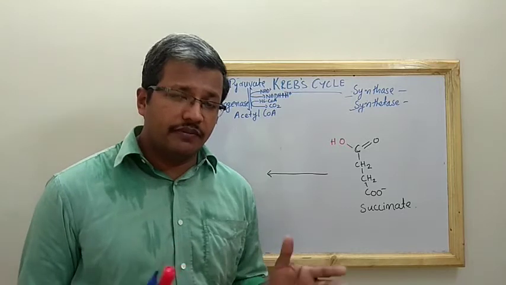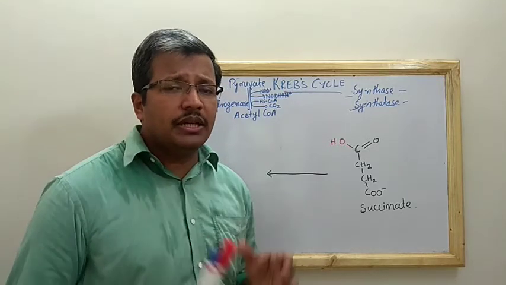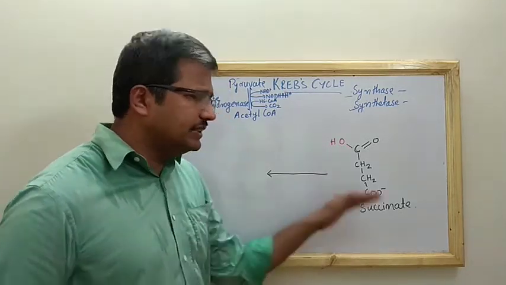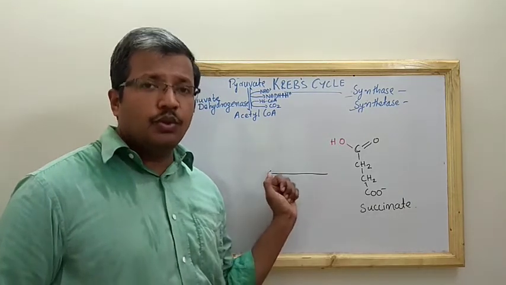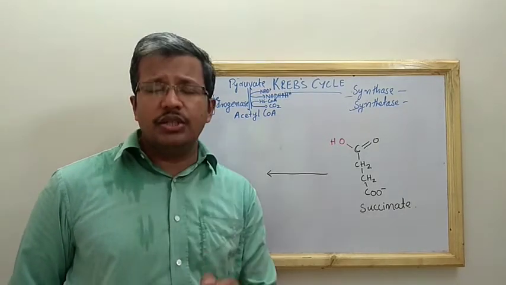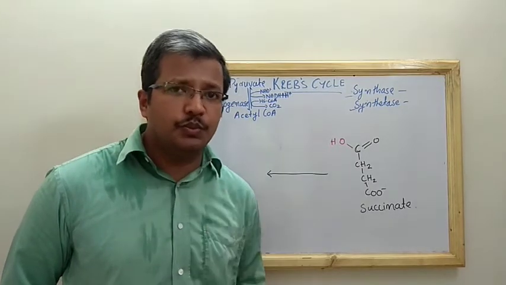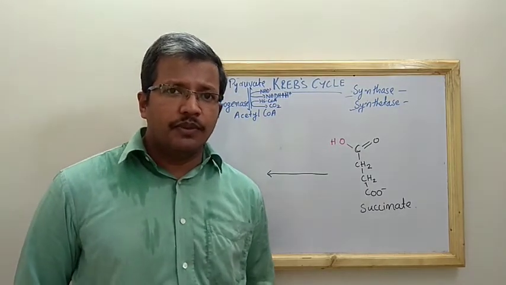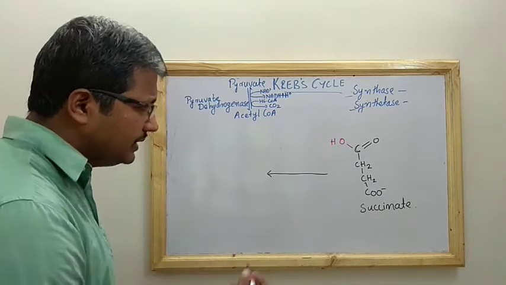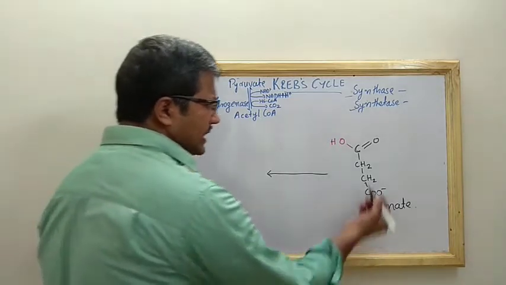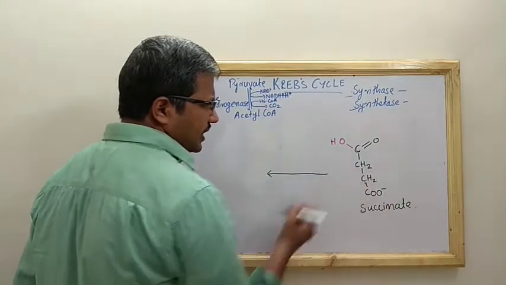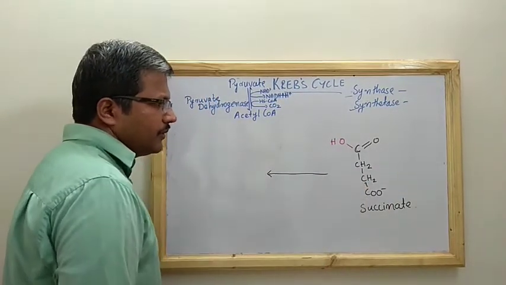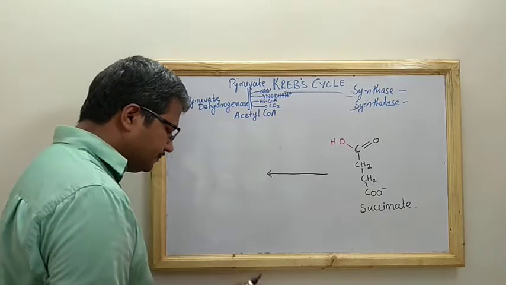Sorry, FAD only, not FAD plus. FAD will be the oxidizing agent which oxidizes the succinate to fumarate, where FAD undergoes reduction, forming FADH2. So that is happening here. Succinate is undergoing the oxidation process. This hydrogen and this hydrogen will be removed. So we can see here.